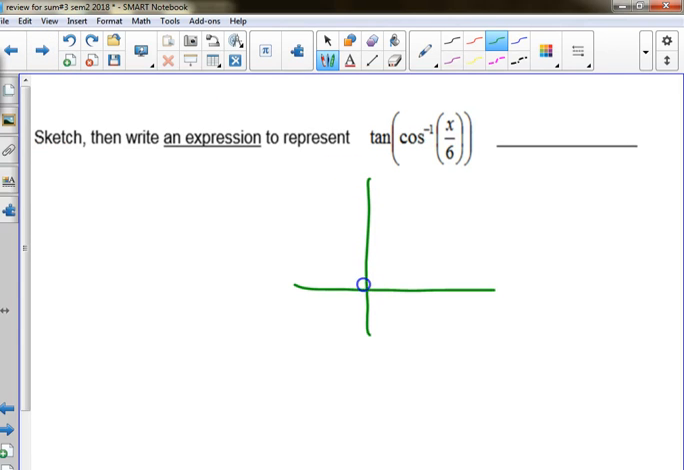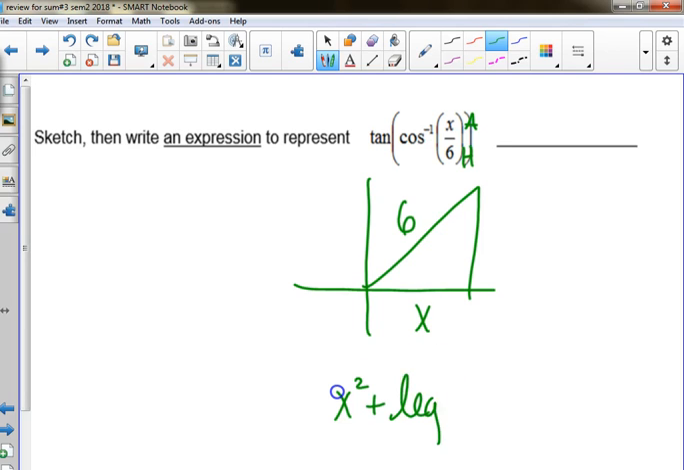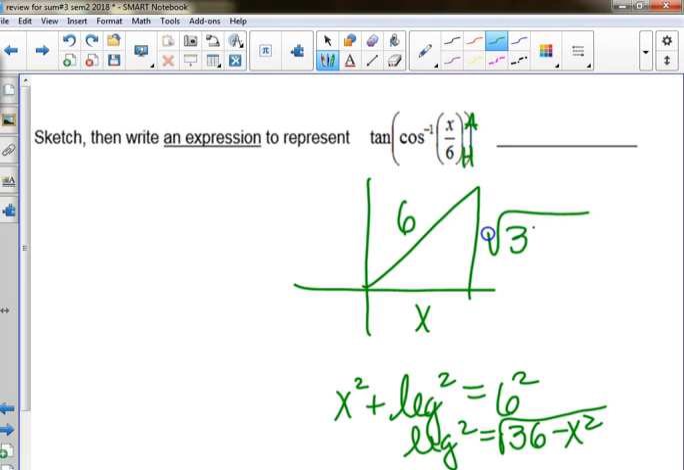This is the one you can draw in the first quadrant. How am I going to write this? Adjacent over hypotenuse. Okay? So I have x squared plus some goofy leg squared equals 6 squared. That becomes leg squared equals 36 minus x squared, right? And I still need to, can I simplify that? Now it wants the tangent, which is opposite over adjacent. Okay. We're going to get that one right, guys?